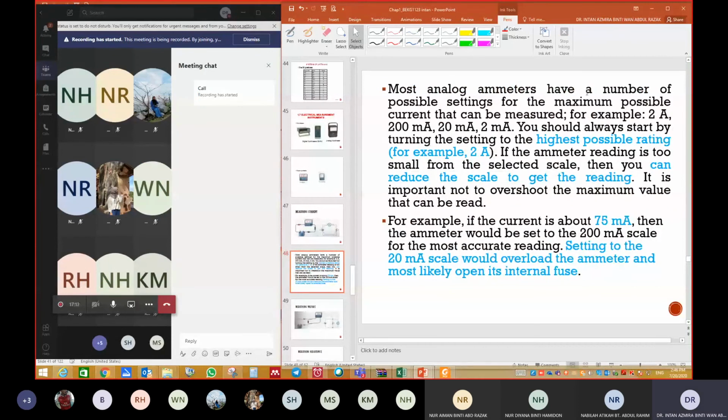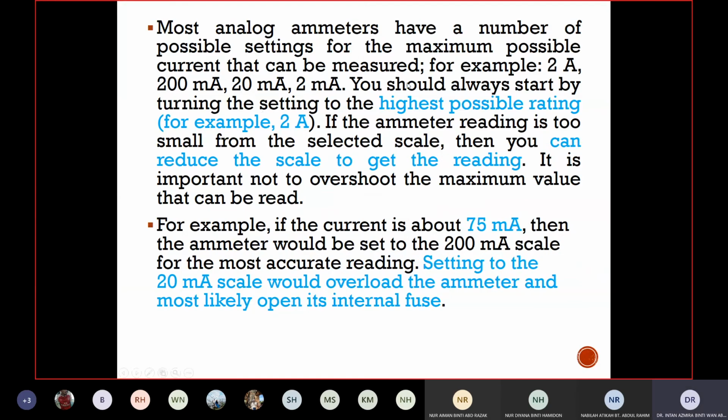Most analog ammeters have a number of possible settings for the maximum current that can be measured. For example, 2 amp. These are the ranges of the ammeter. The largest is 2 amp and the smallest is 2 milliamp. We should always start by turning the setting to the highest possible rating. So let's say we have 2 amp here. 2 amp is the largest, the highest. So we must select the highest.